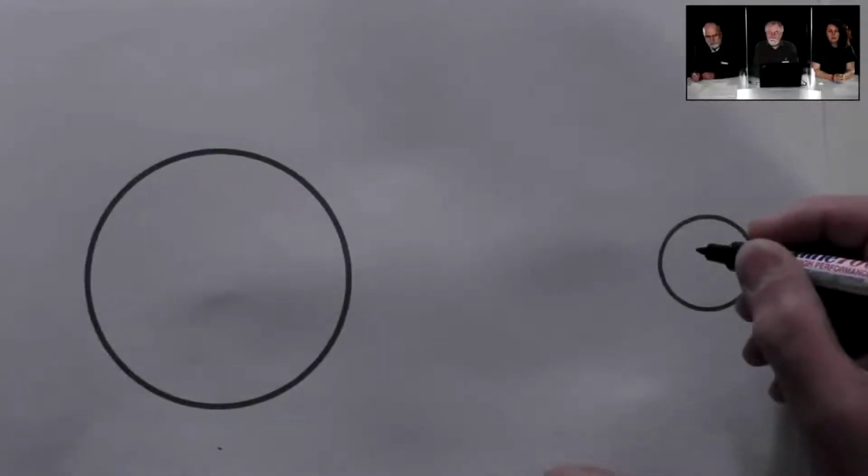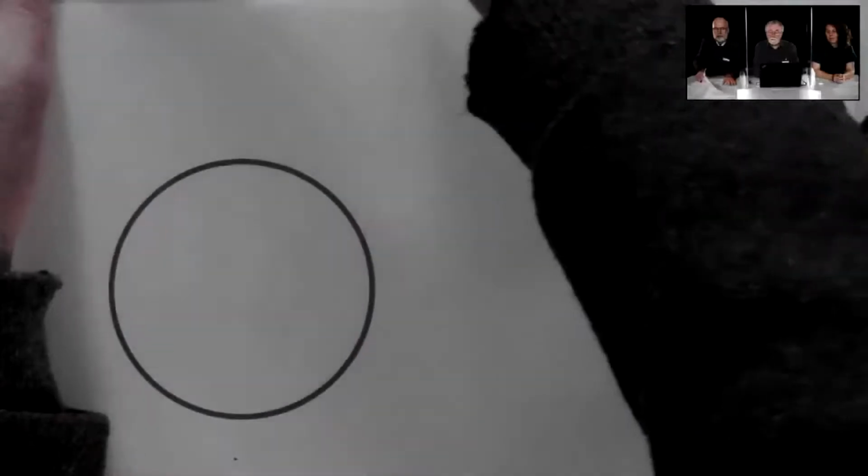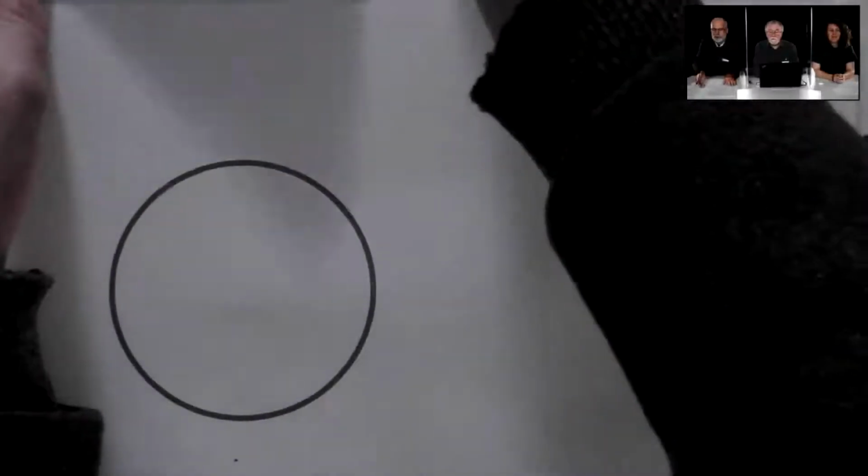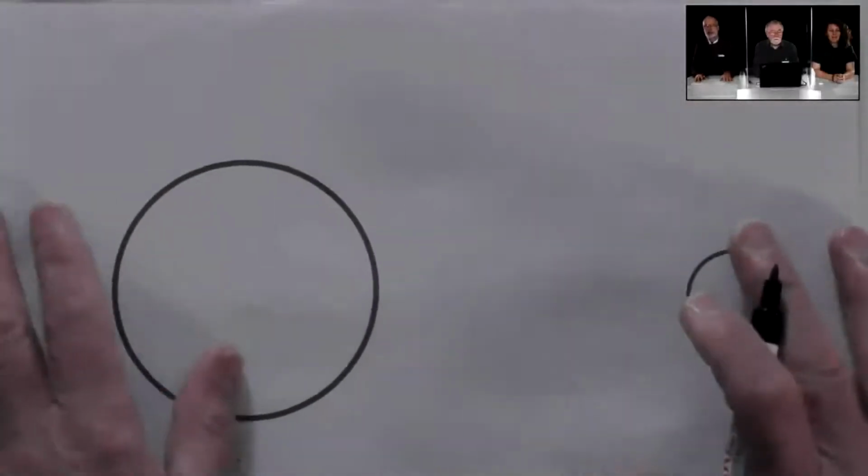So I wanted to do this without notes, but it's so complex that I would get myself out of order, so I'm having to change pages every now and then.